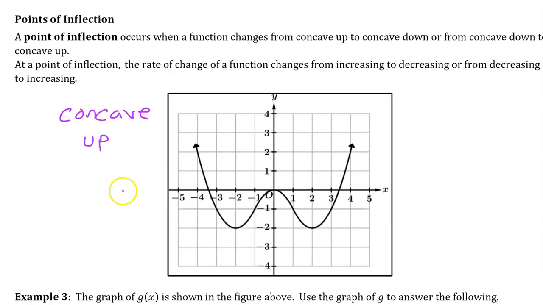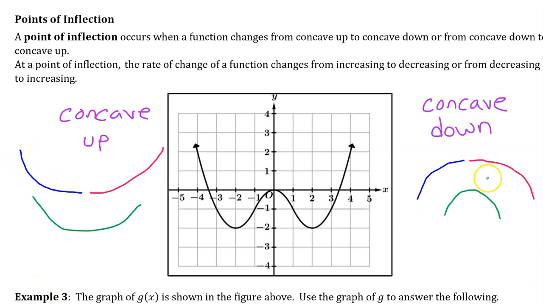Let's talk concavity for a minute. We know that any part of a bowl shape like this is considered concave up. It does not have to make a complete bowl. This blue function is concave up as well as the red function. Similarly, all three of these functions are concave down.